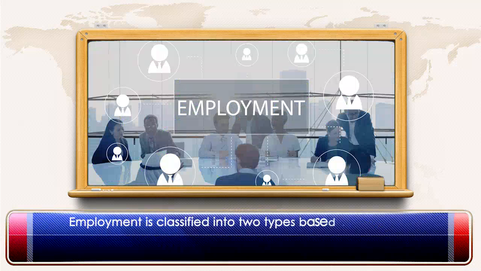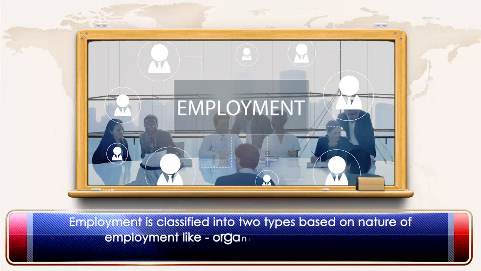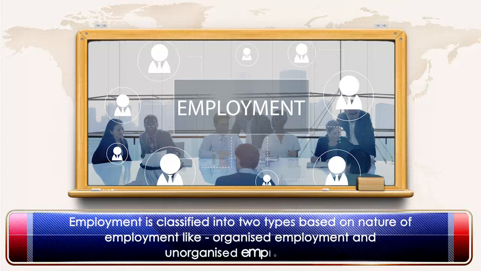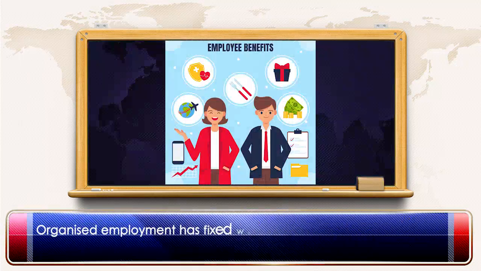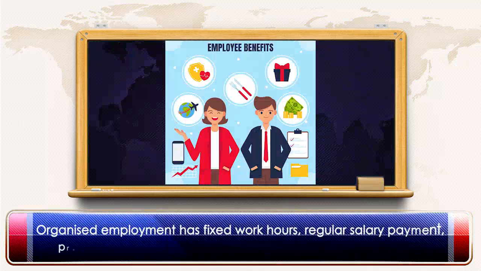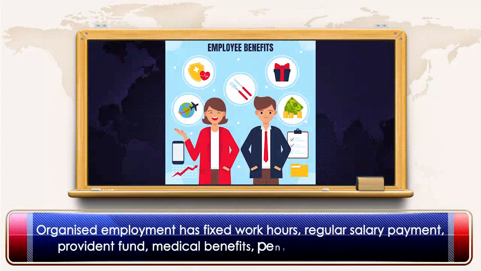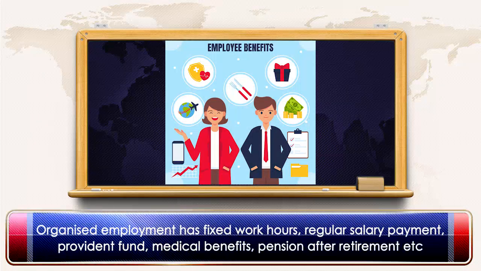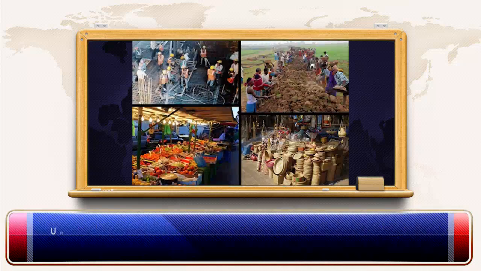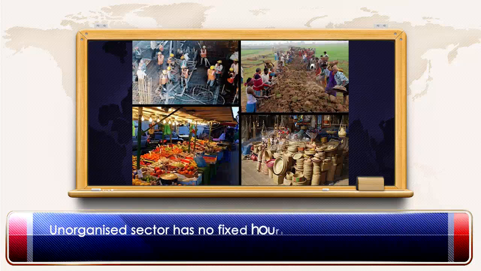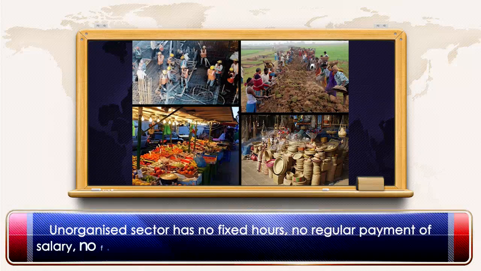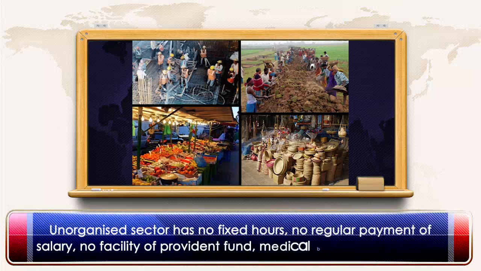Employment is classified into two types based on nature of employment: organized employment and unorganized employment. Organized employment has fixed work hours, regular salary payment, provident fund, medical benefits, pension after retirement, etc. Unorganized sector has no fixed hours, no regular payments of salary, no facility of provident fund, medical benefits and pension.